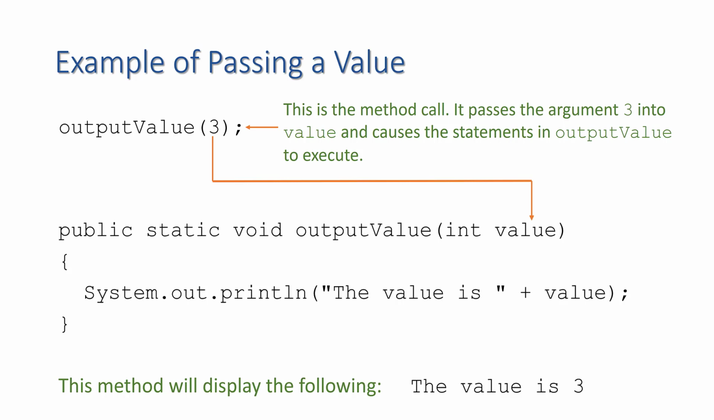In this example, the method outputValue is called and a 3 is passed into the parameter value. Notice that value is defined as an int and a literal integer 3 is passed into value. In the body of the method, the println statement outputs the contents of the parameter value. So "The value is 3" is output by the method call outputValue(3).